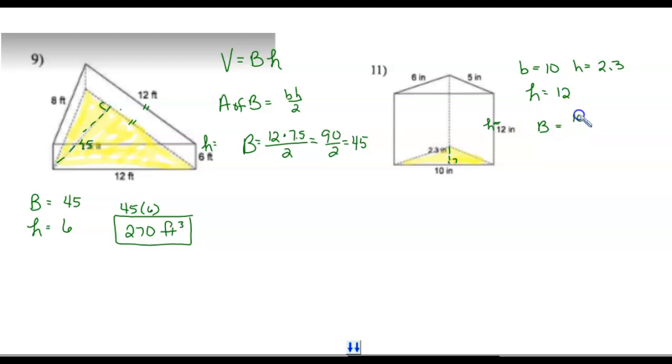So I'm going to take 10 times 2.3 and divide it by 2. And I get 11.5. And I'm going to take my 11.5 times my height of my prism, which is 12. And that gives me 138. It's in inches, so it's inches cubed.